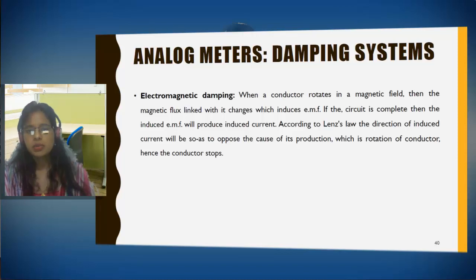If the circuit is complete, then what will happen? A current will flow. The induced EMF will produce an induced current. According to Lenz's law, the direction of the induced current will be so as to oppose the cause of its production. What is the cause of the production? The cause of production is the movement of the conductor.